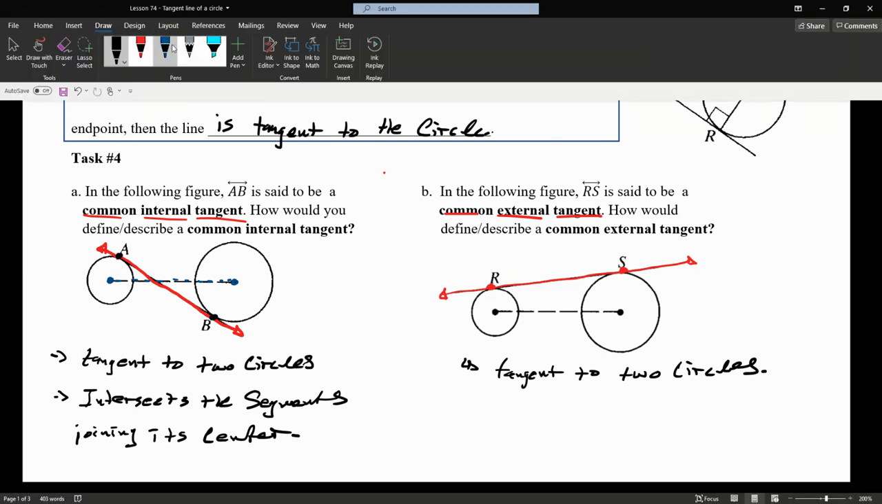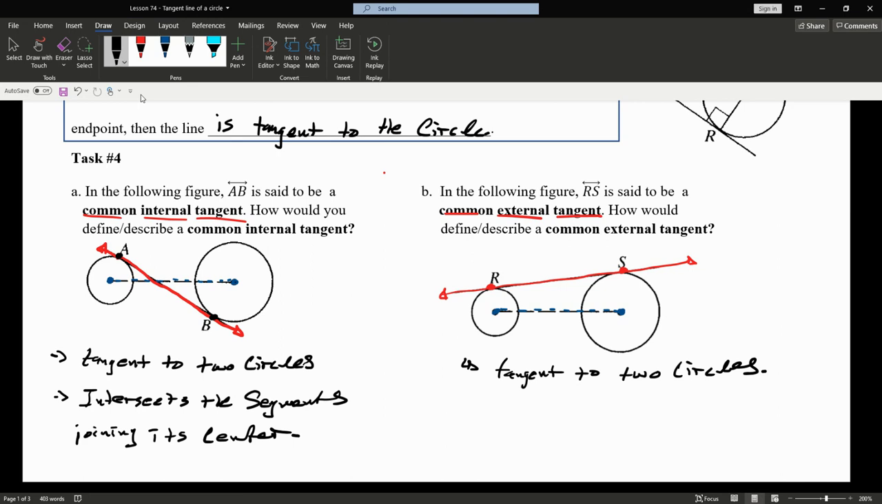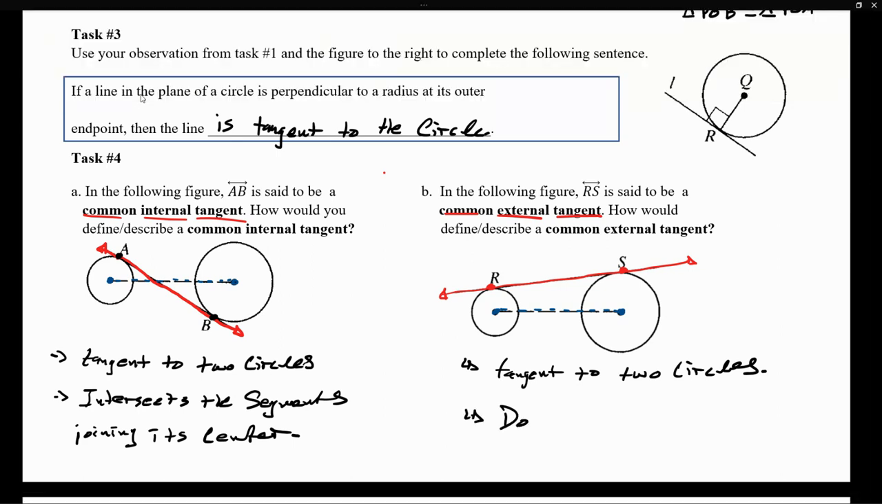But what else? Notice that if we create a line that connects the centers of the two different circles, this so-called common external tangent line does not intersect the line that is connecting both centers. So it does not intersect the segment joining the centers.